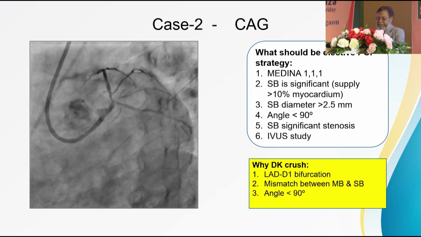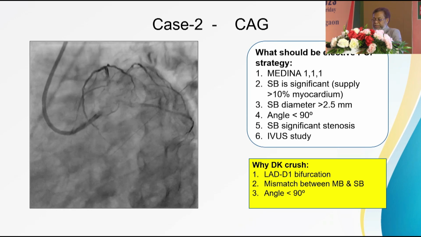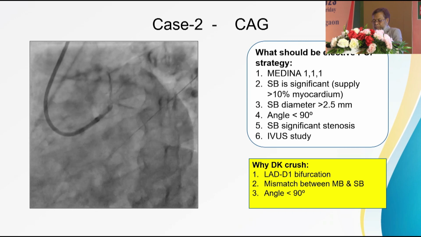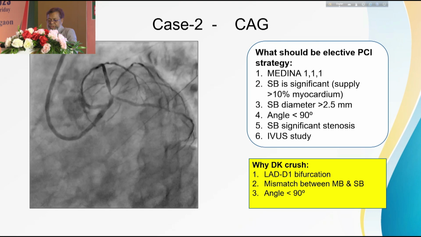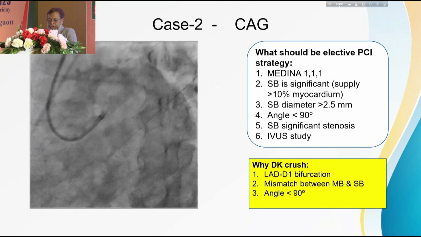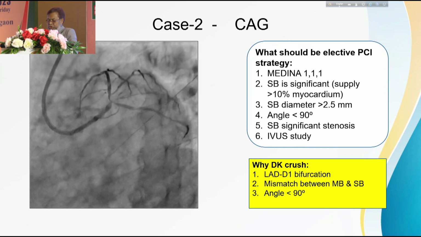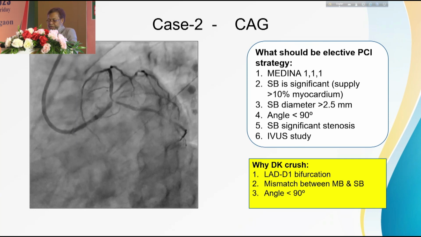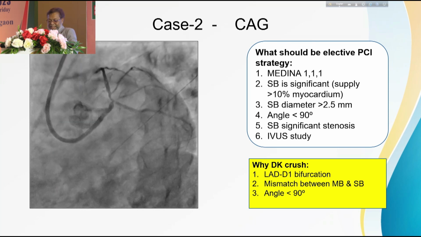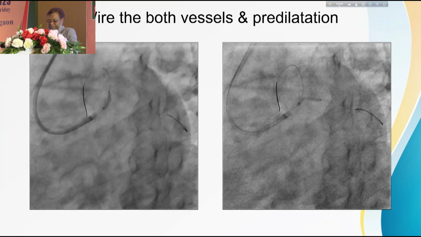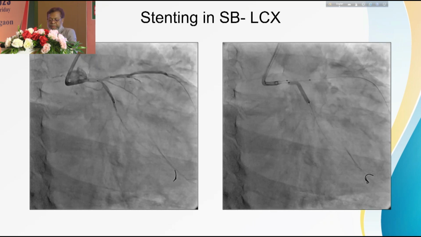This is another case. You see a distal left main lesion involving the distal left main, and here we want to save the left circumflex because it is a big vessel, with proximal disease near about 5 to 10 millimeter from the ostium. So we have decided to do DK crush. There is also another bifurcation, the LAD diagonal bifurcation, and let us see. We pre-dilated both the vessels.